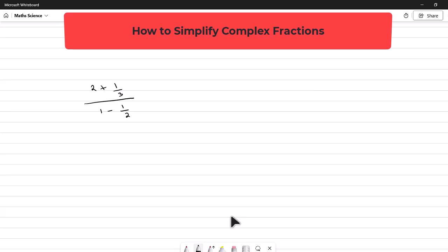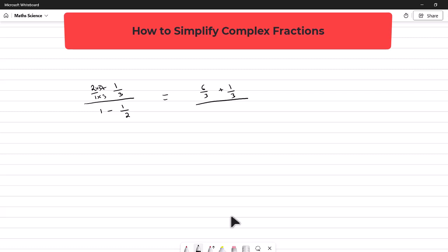Here we have 2 plus 1 by 3, this whole thing divided by 1 minus 1 by 2. Okay, so first we can solve the numerator. So 2 plus 1 by 3, we can rewrite 2 as 2 out of 1, because any number divided by 1 is just that number. And now we need to find the LCM. So here we multiply the denominator 1 with 3 to get 3, and we also have to multiply the numerator with the same number, so we multiply 2 with 3. So this becomes 6 divided by 3 plus 1 divided by 3.